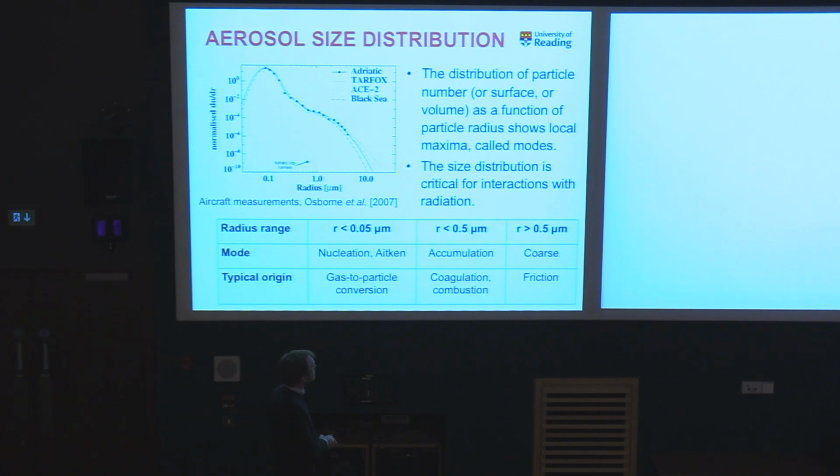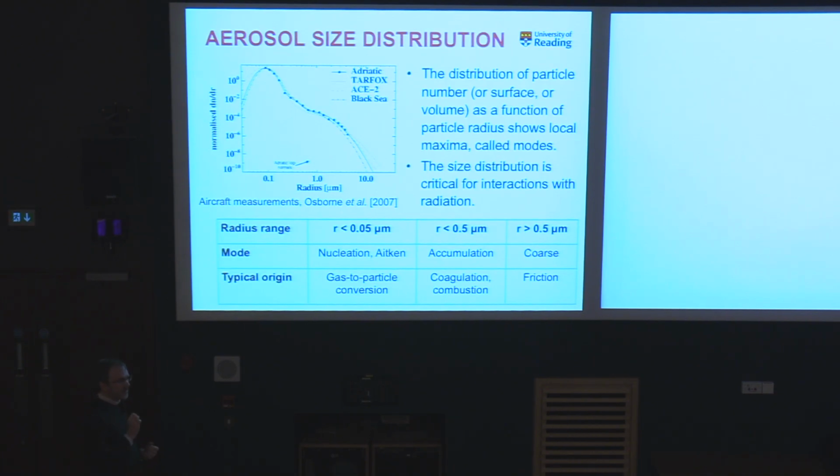And finally, if you look at the larger sizes, more than 0.5 micron radius, you find the coarse mode. There's often more than one coarse mode. And those particles are, in general, created by friction processes. So think of a sandstorm, which has been emitted by wind, or sea spray created by the waves. So that's how to describe our population of aerosol.